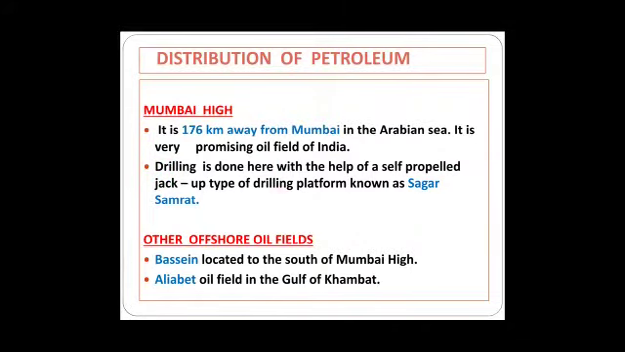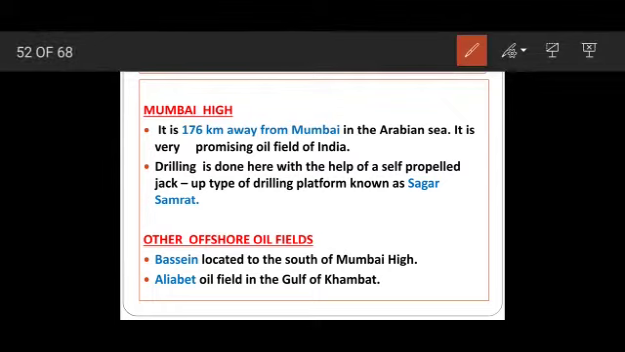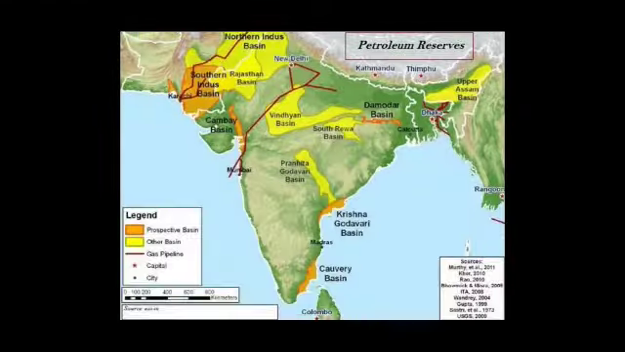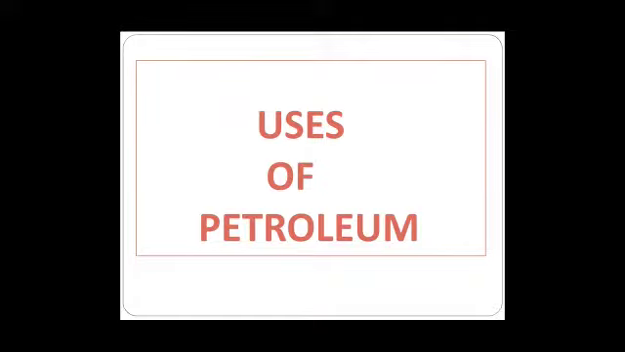Now the offshore oil fields are also at Bassein, located to the south. If we go a little south of Mumbai High, we find Bassein, and Alibut is the oil field in the Gulf of Khambat. Children, this is the Gulf of Khambat. Now let's proceed with the uses of petroleum.